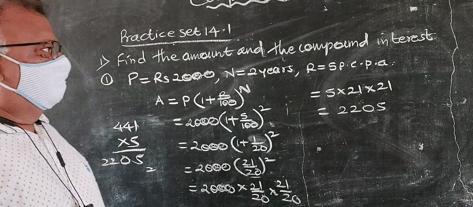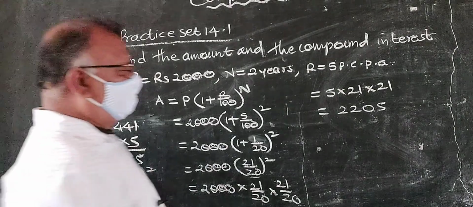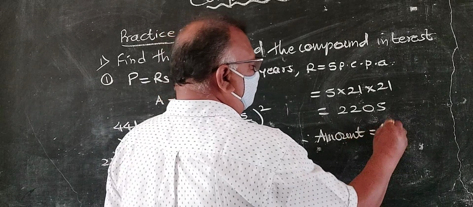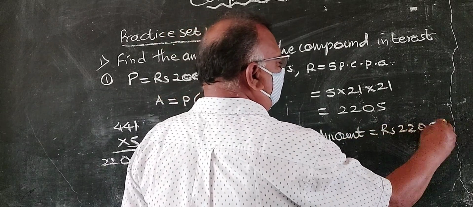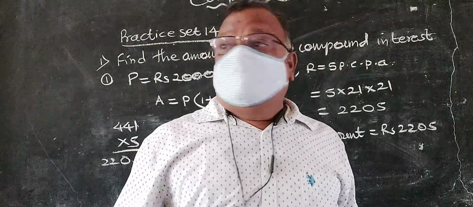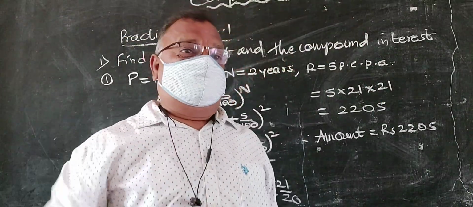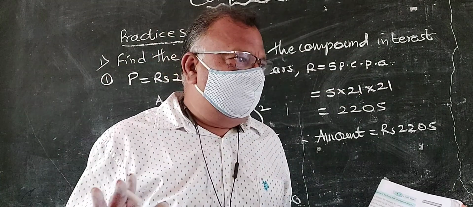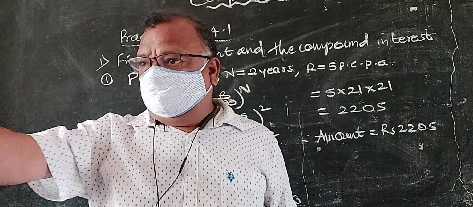2205. So please pay attention. Therefore, amount is equal to rupees 2205. Now we will calculate interest. Go and sit in your place. Come on. How much extra amount did he get? Who will tell? 2000 were deposited in the bank. Simple question. Yes, come on, come in front.